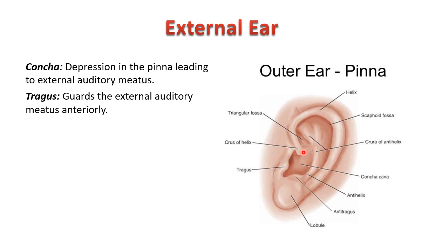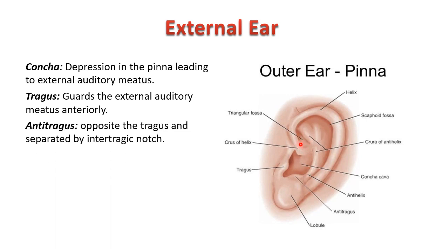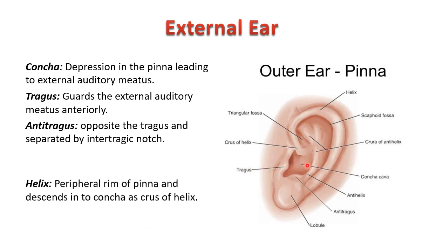Thereby, it divides the concha: the lower large space is called the concha, and the upper small area is called the cymba concha. As I told you, the concha leads into the external auditory meatus. It is guarded by a small fold of cartilage called the tragus.